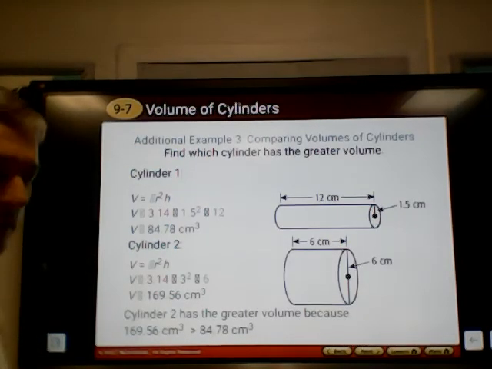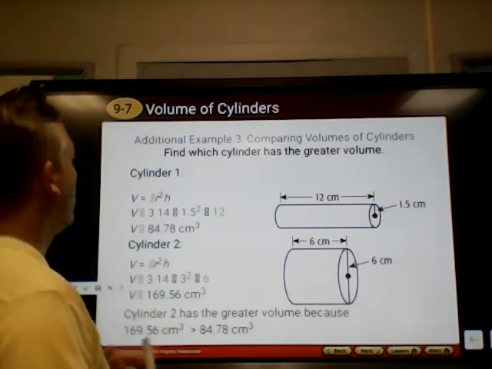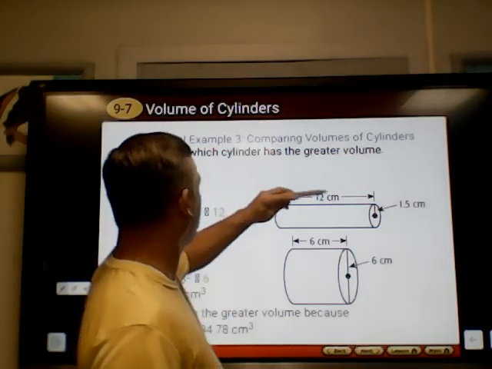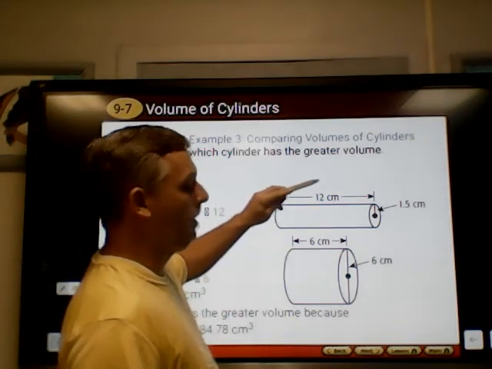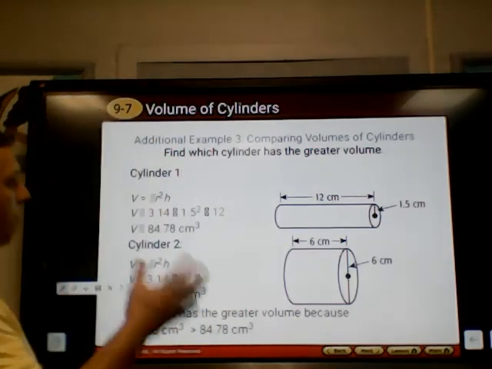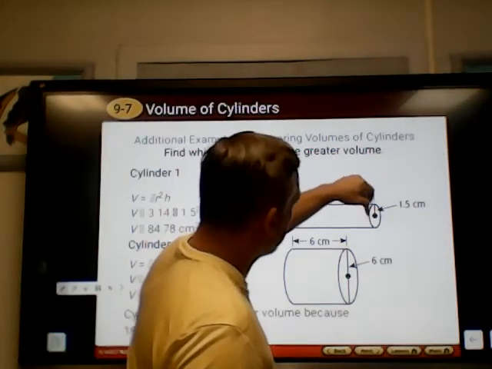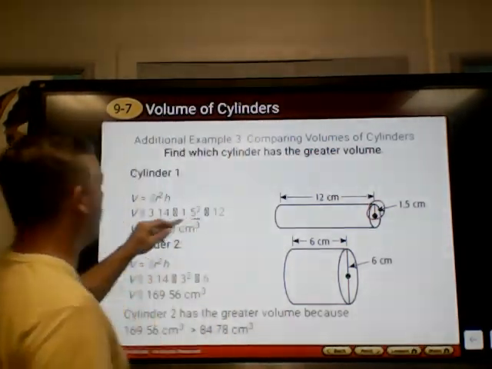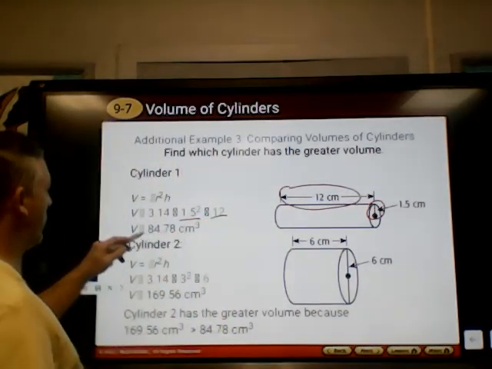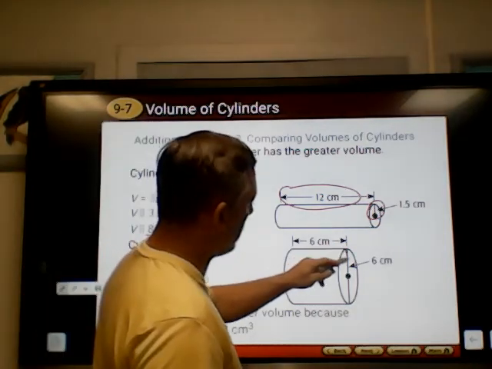Now, example 3, they want you to compare. And the answer basically is which cylinder has the greater volume. So it's going to be cylinder 1 or cylinder 2, and sometimes they call them like X and Y. You just got to find the answer to both. So here we know that's called the radius. So we know 1.5 is the radius. This is the height. If we multiply, we get this answer here. On cylinder 2, oh, that line goes all the way across.